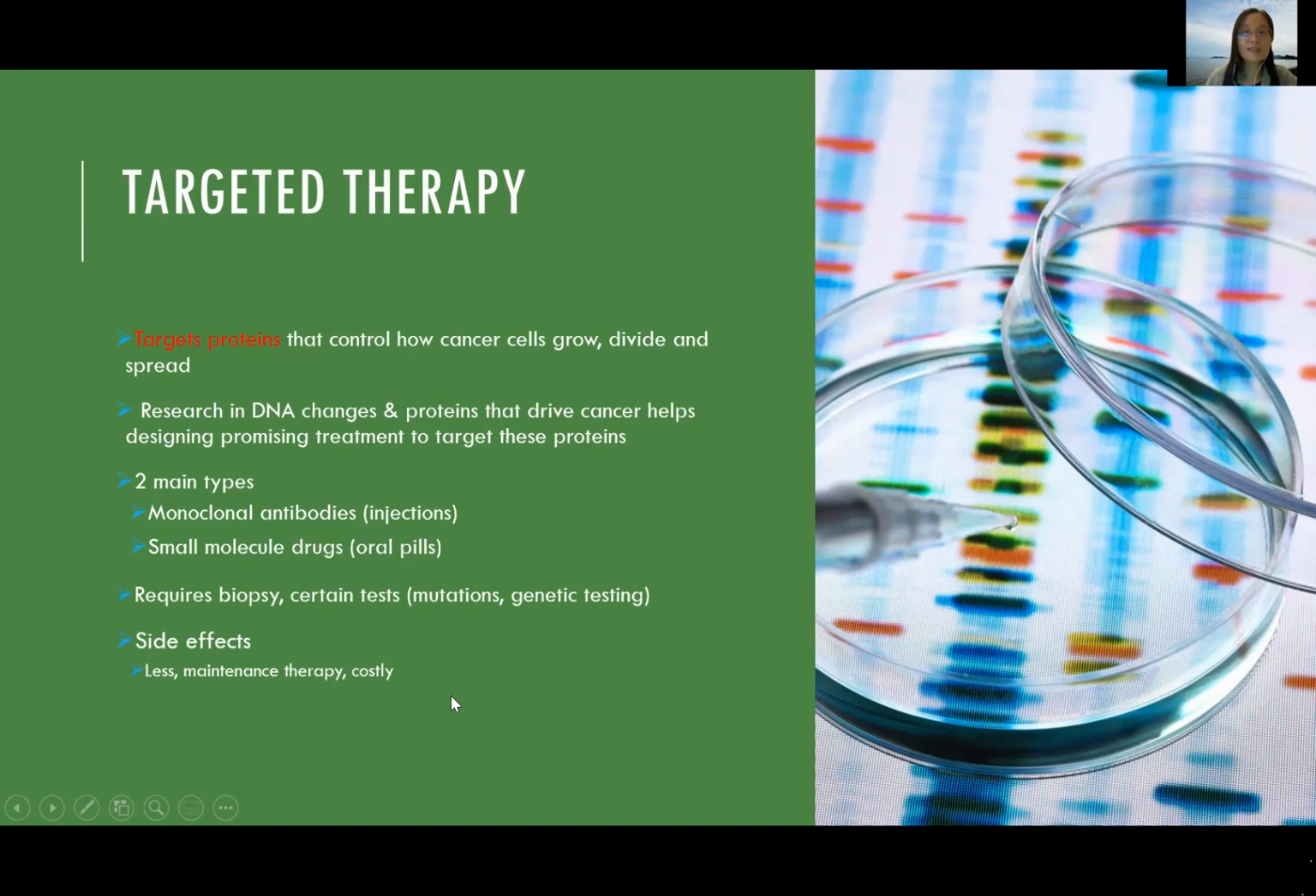They require the tumor to have a certain type of mutation or certain biomarker, as we said. So the patient may need to have a special biomarker or genetic testing to detect whether they have that particular mutation before they can get this drug. It has fewer side effects because it's very specialized to a certain mutation only. It's very useful for stage 4 disease and maintenance therapy, but it can be very, very costly compared to chemotherapy, for example.